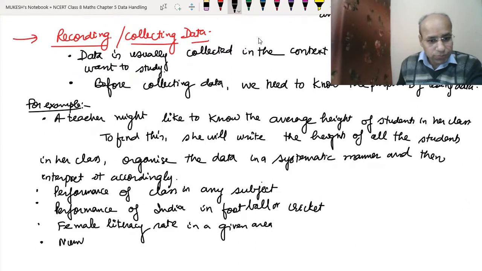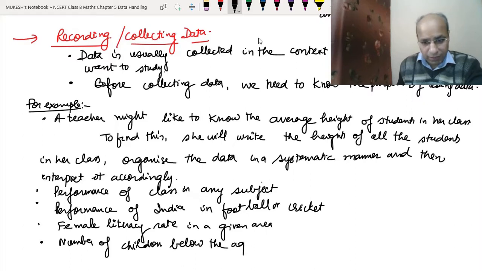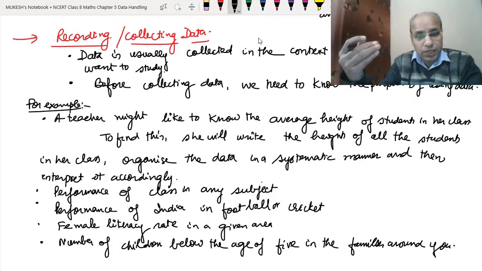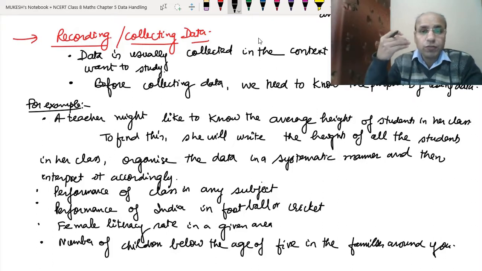Number of children below the age of 5 in the families around you. See, suppose we want to give polio drops, which are given normally to children below 5 years of age. And suppose you are the volunteer giving the polio drops, then you should know how many children are there below the age of 5 in your surroundings, in your area. Only then can we give them the drops. So this is the purpose of collecting the data.